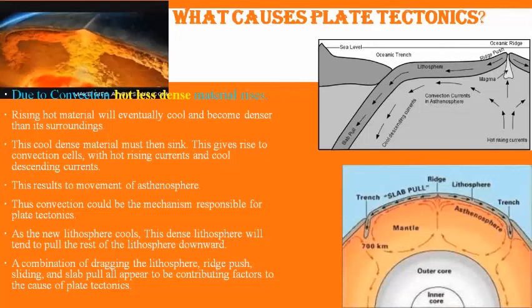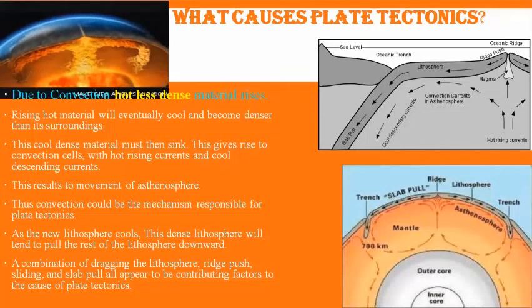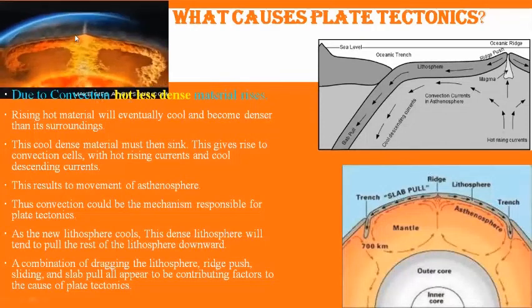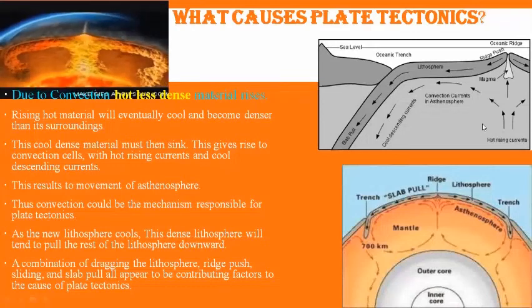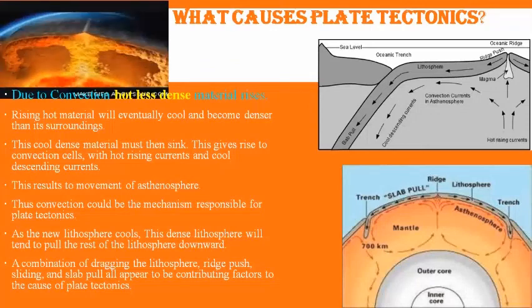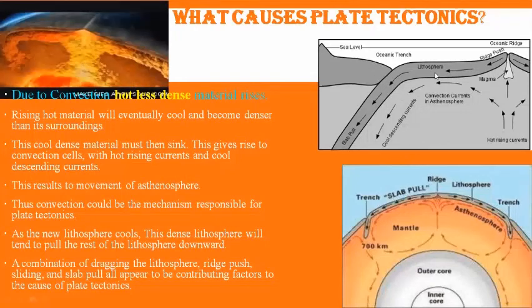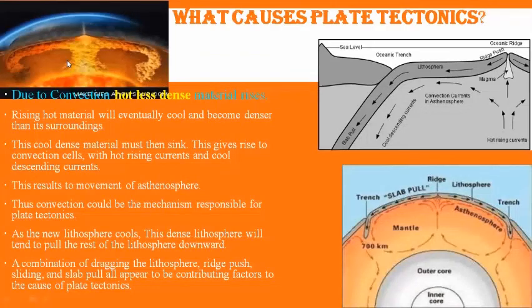Now, what causes plate tectonics? As you are seeing, the hot, less dense materials are rising. These are called convectional currents. See, these are the convectional currents. These convectional currents rise from the ridges, and when they rise, they are in liquid form, and then they move to either side.